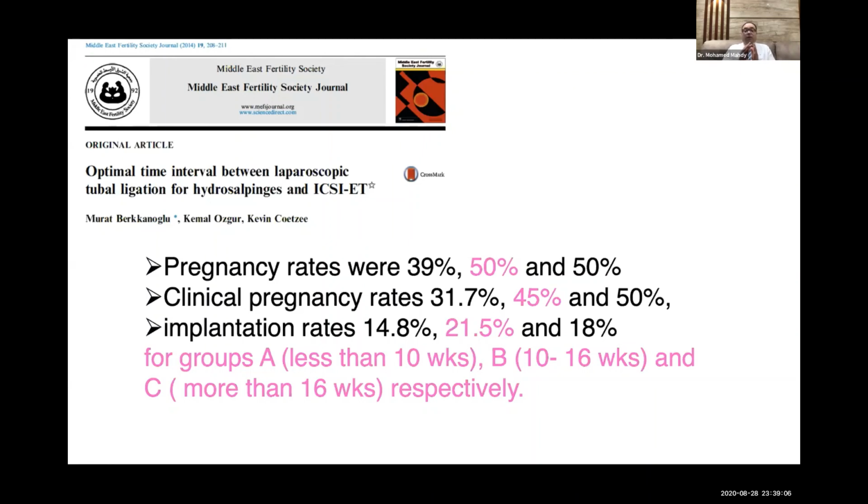So you should wait 3 to 4 months after doing salpingectomy or tubal occlusion, because the effect of diathermy and necrosis of tissues may make an inflammatory environment which may be hostile for implantation. So wait at least 10 weeks before embryo transfer in an IVF cycle.